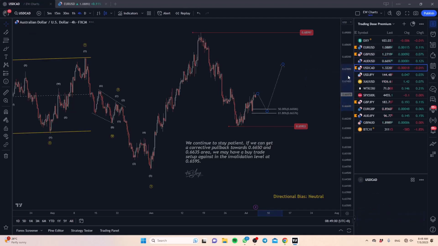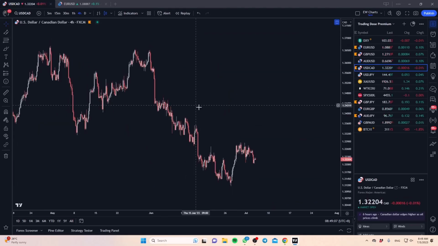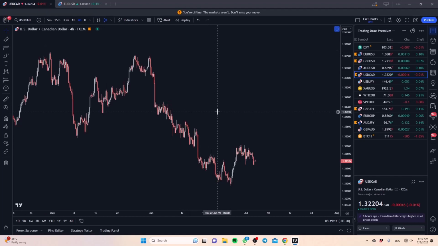Now, dollar CAD is another one that I think is worth focusing on. Okay, because Friday again, aside from the NFP, we do have the Canadian labor market data.